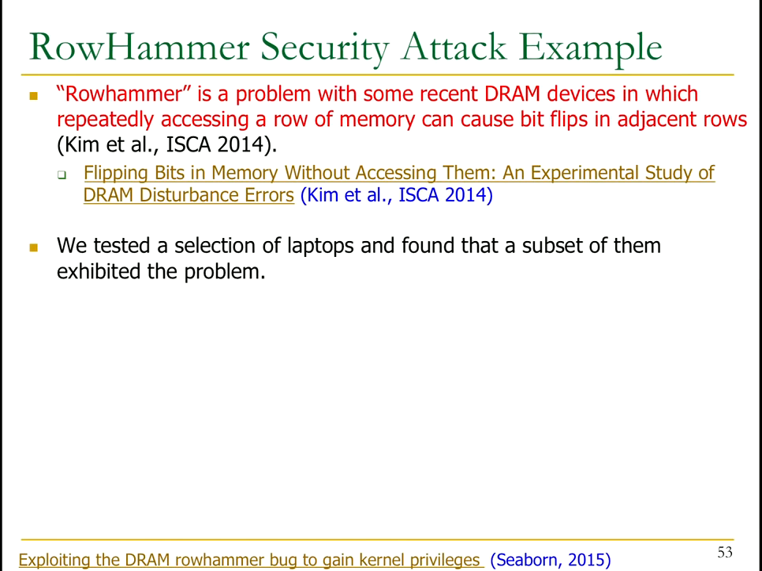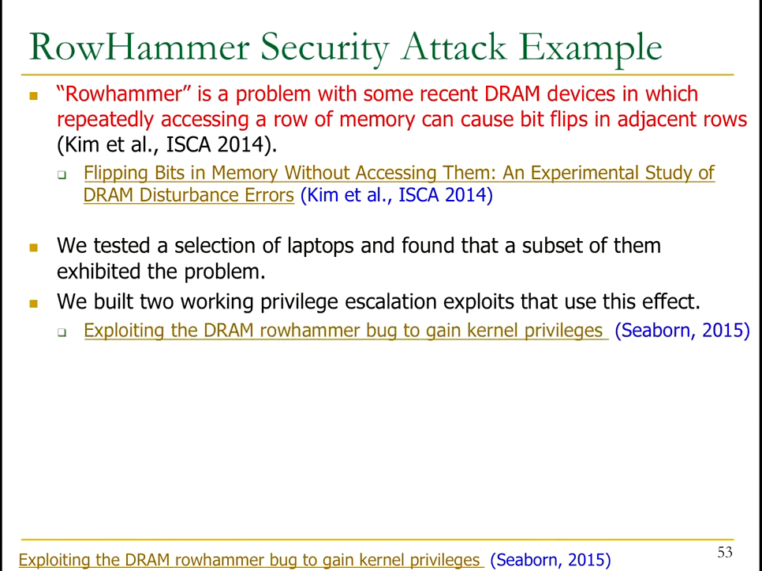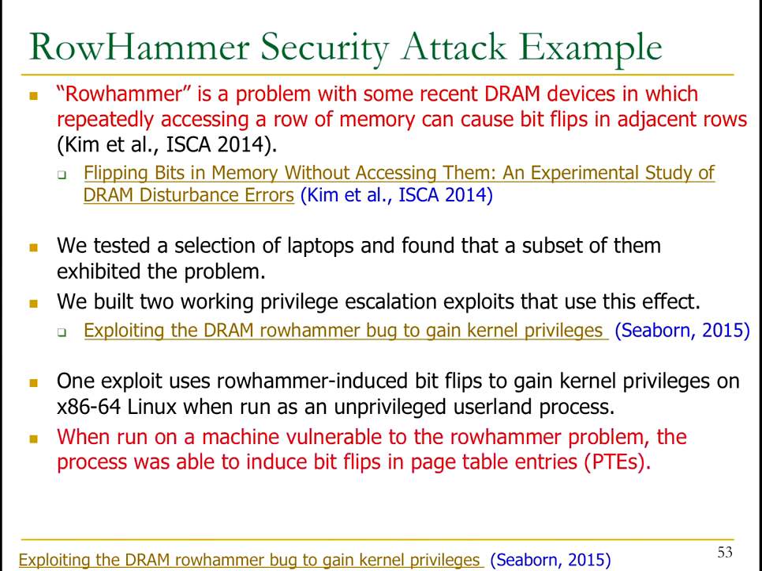They tested a selection of laptops and found that a subset of them exhibited this problem, this RowHammer. They built two working privilege escalation exploits that use this effect. And you can read the blog post, which is really fascinating. One exploit uses these RowHammer-induced bit flips to gain kernel privileges on x86-64 Linux, starting from an unprivileged user-land process. Which sounds like fun. You can try this also, if you want.